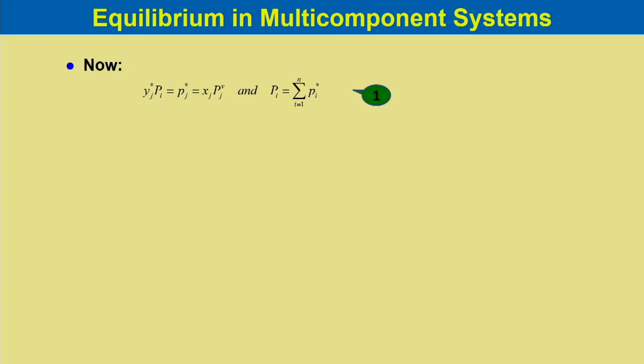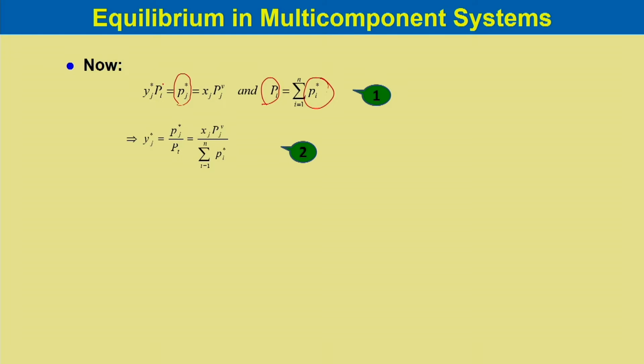We know that yj* Pt would be equal to pj*. yj* is the mole fraction of component j, Pt is the total pressure, and pj* is the partial pressure of component j, which we can write as xj Pj^V. xj is the mole fraction of component j in the liquid phase and Pj^V is the vapor pressure of component j, and Pt we can write as the summation over i equal to 1 to n of pi, that is, the partial pressures of all the components. So, this is equation 1.